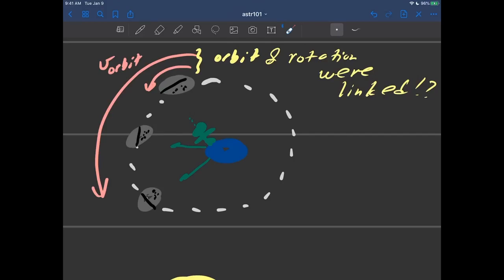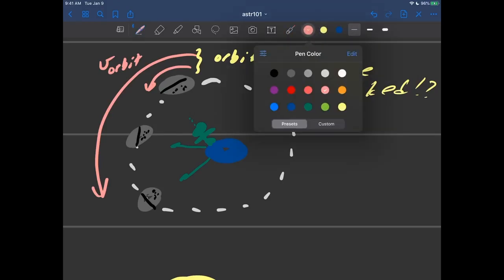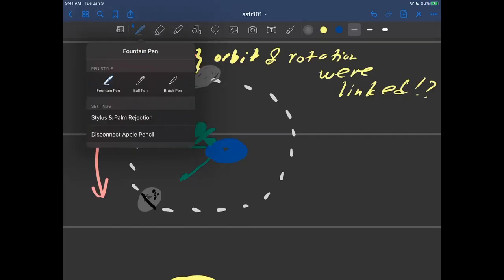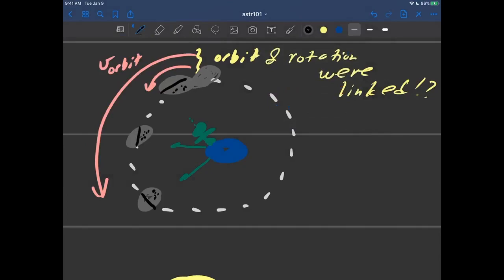But the point I'm trying to make is that they're so linked that by the time the moon makes it all the way over to here, almost back again where it started after going all the way around, here's the moon again, it's almost exactly back into that same orientation.